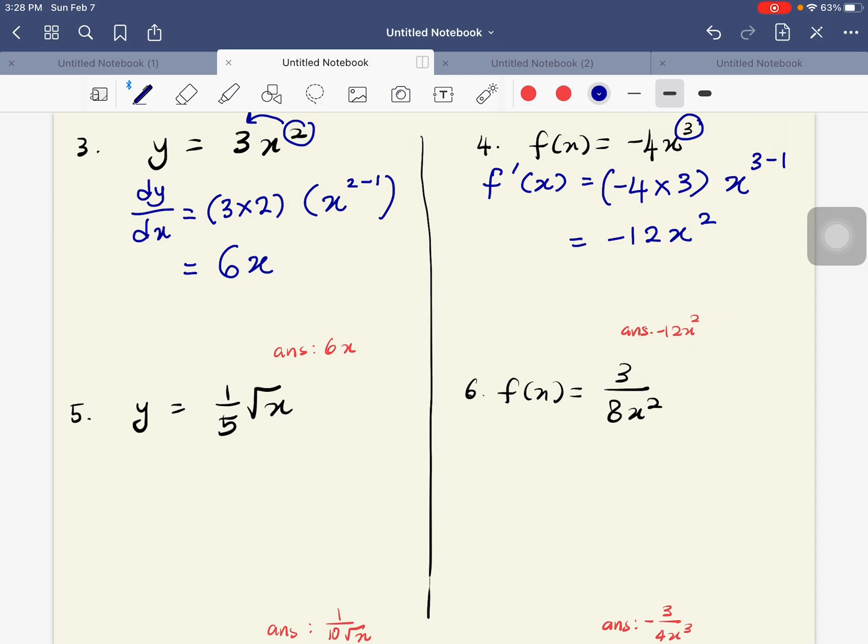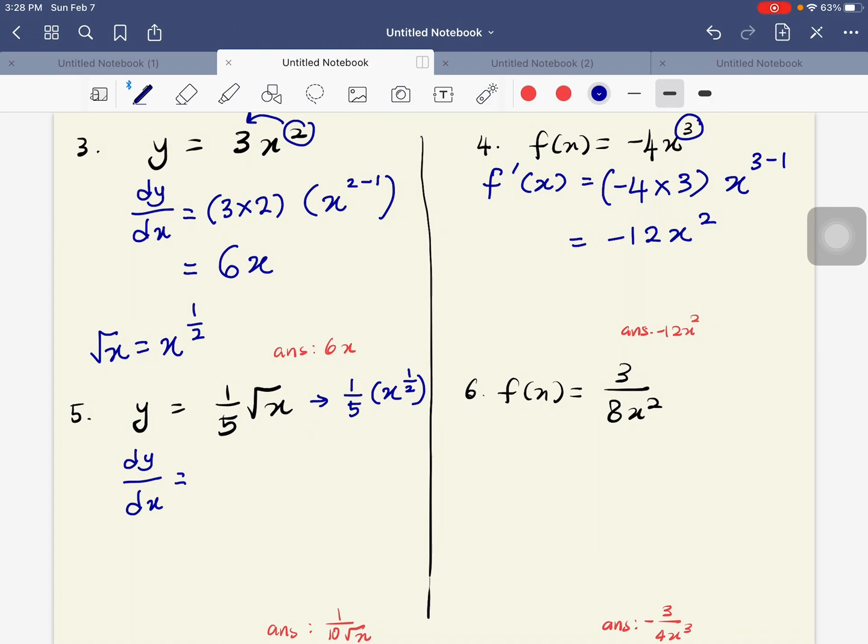Now, next one. Moving on to the fifth question, dy over dx. Miss, how do we solve this? Okay, how do you want to solve this? So this is actually 1 over 5 x power of 1 over 2. Square root x means x power of 1 over 2. Do you see the square root? Do you see the power now?